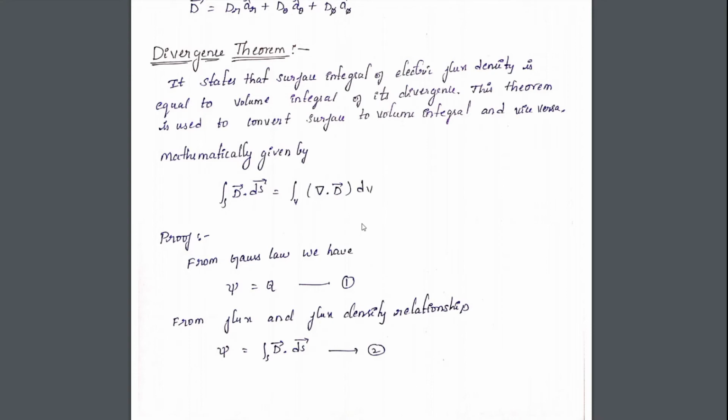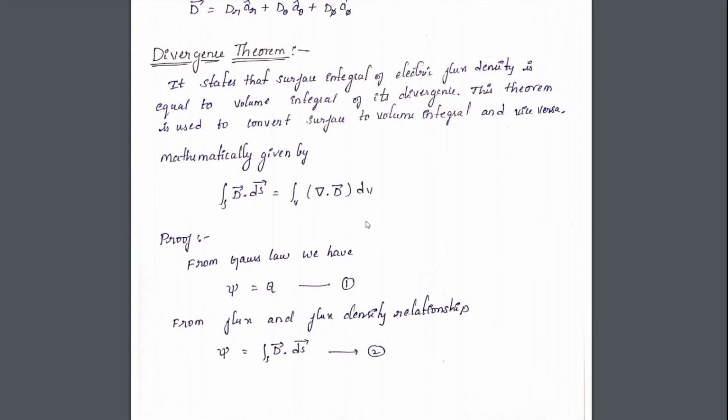For example, in this theorem, we are converting a vector quantity surface integral to the volume integral of its divergence, or a volume integral is converted to a surface integral. So in order to do the conversions from one form to another, surface and volume, we are using this theorem. Since we are dealing with electric flux density, let us apply this theorem to electric flux density itself.